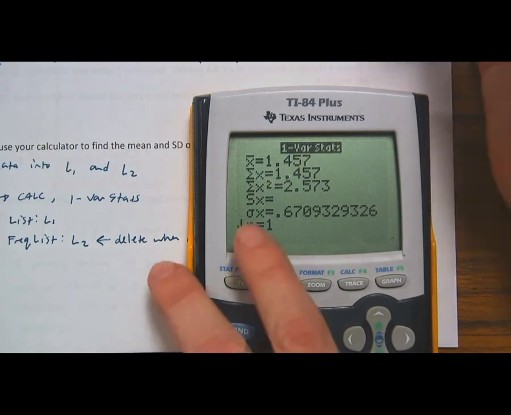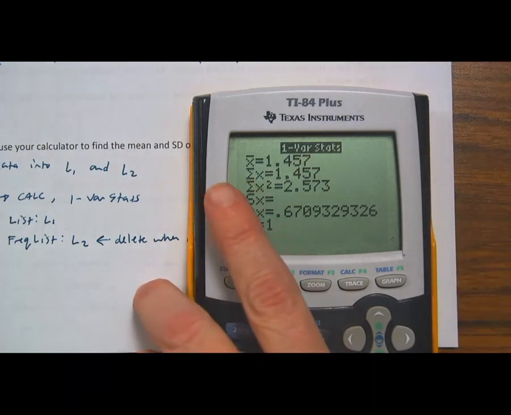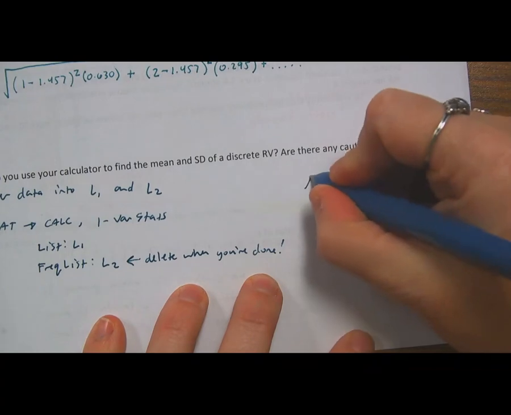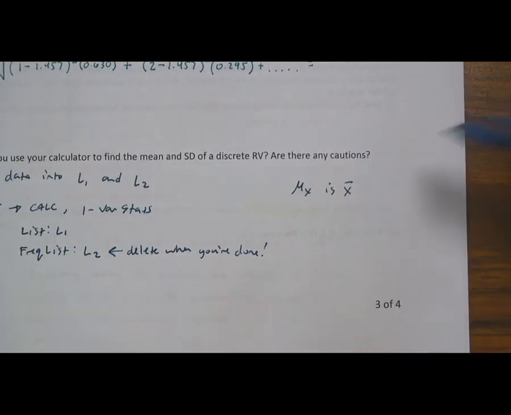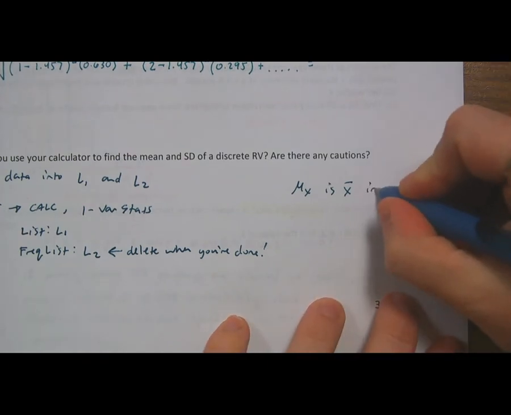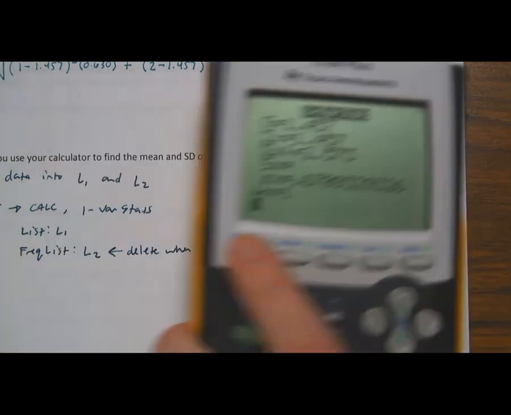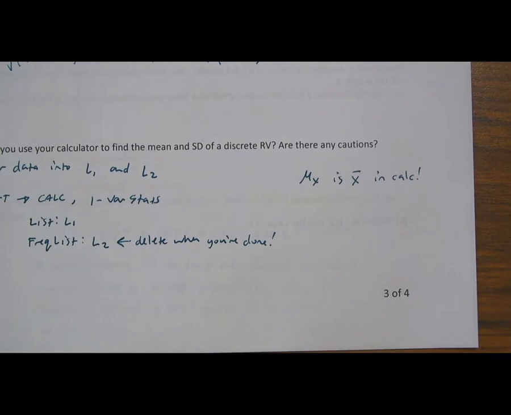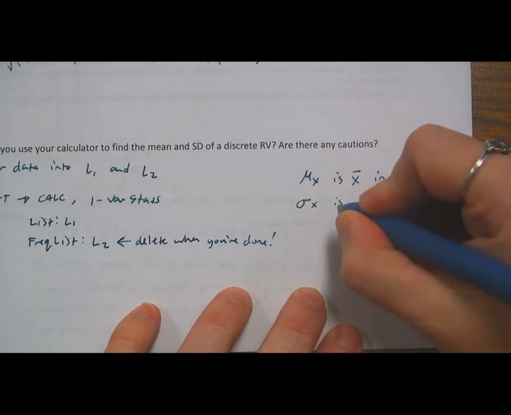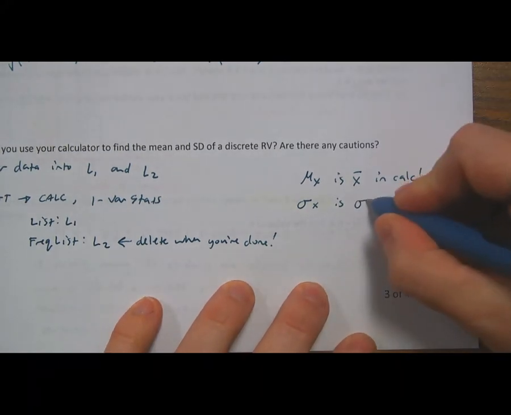Your calculator is going to call this x bar. But there it is. That's what we calculated by hand on the previous page, 1.457. And then the standard deviation is going to be, your calculator is going to call the standard deviation exactly what it is.